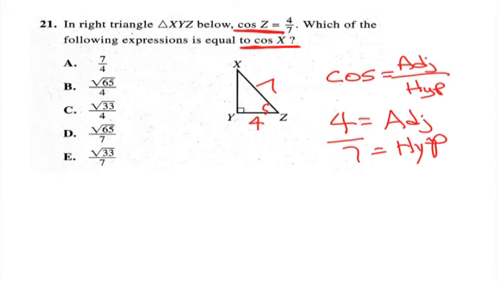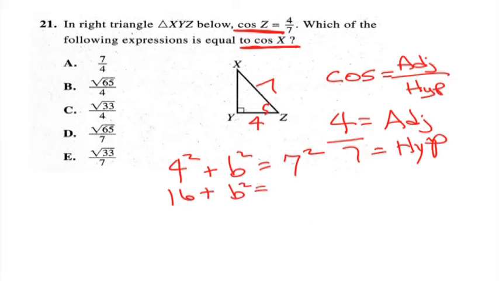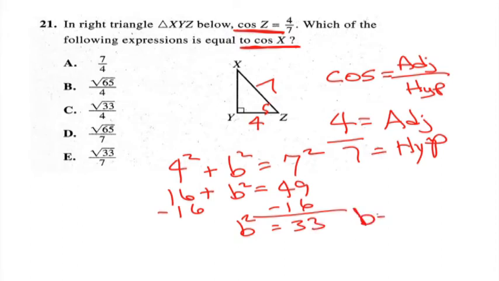So now what we're going to do is a squared plus b squared equals c squared. So I have 4 squared plus b squared equals 7 squared. This gives me 16 plus b squared equals 49. Subtract the 16, and I end up with b squared equals 33. Therefore, b is equal to the square root of 33. So let's go ahead and plug that in. This is the square root of 33.